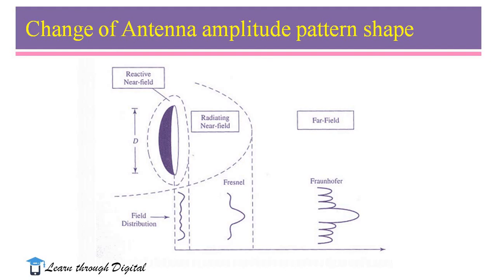It's very simple. For the reactive near field region, the boundary is generally taken at R equal to 0.62 root of D cube by lambda. The radiating near field region exists between 0.62 root of D cube by lambda to 2D squared by lambda. When the radial distance is greater than 2D squared by lambda, the far field region exists.